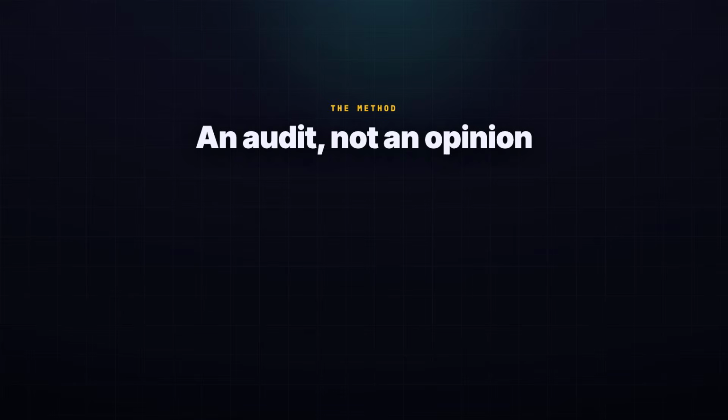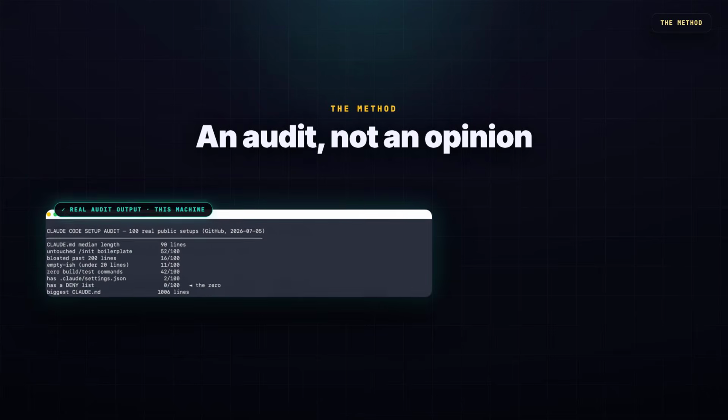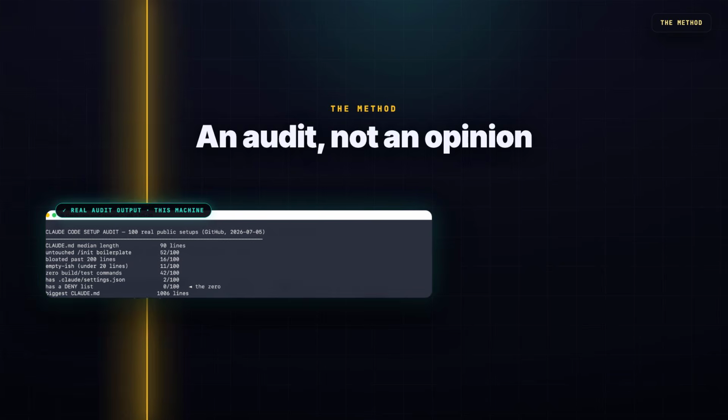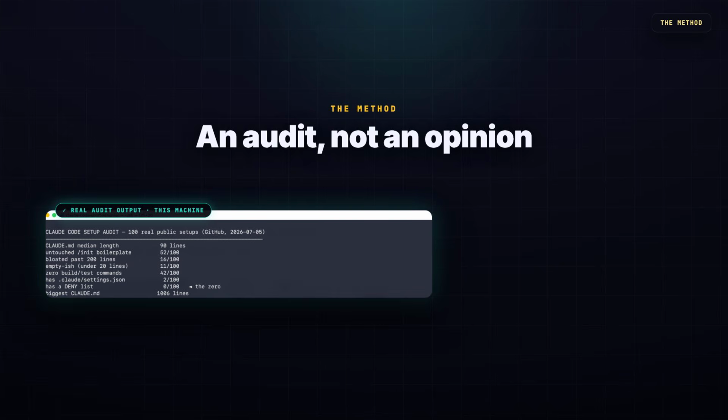Quick word on how I actually did this, because the method is the difference between an opinion and a diagnosis. GitHub lets you search every public repository on Earth, and I searched for repos with a Claude.md file at the root. That is the main config file Claude Code reads. I sampled 100 of them and ran a script that graded every setup against the same checklist.